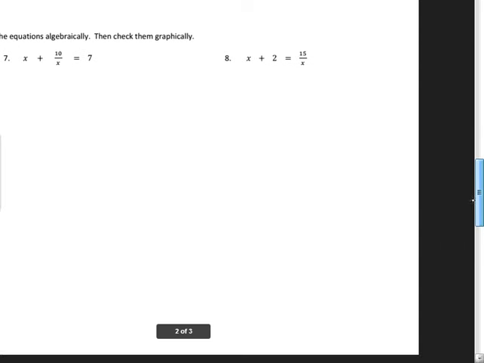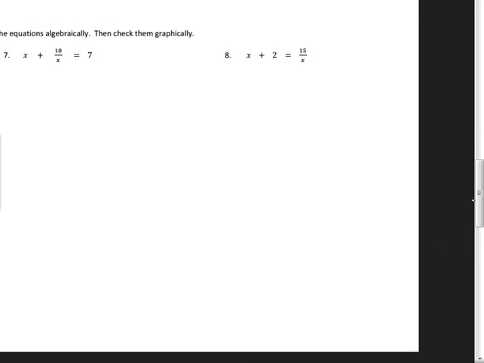And let's look at this. It says, then check them graphically. So in other words, you're going to solve this by hand, the old-fashioned way, and then you're going to grab your calculator, graph both sides, and see where they cross. So what's my first step?